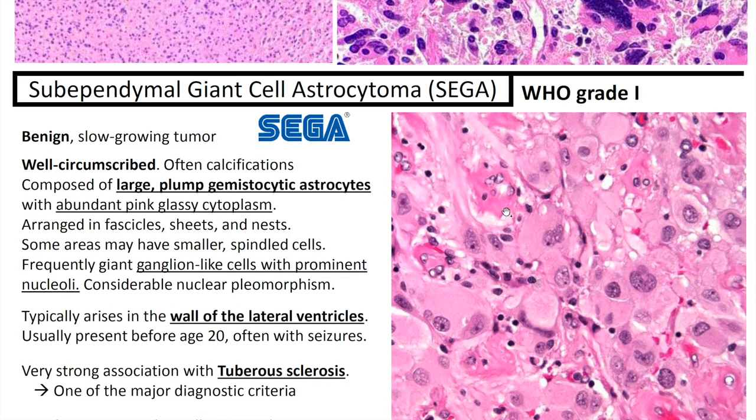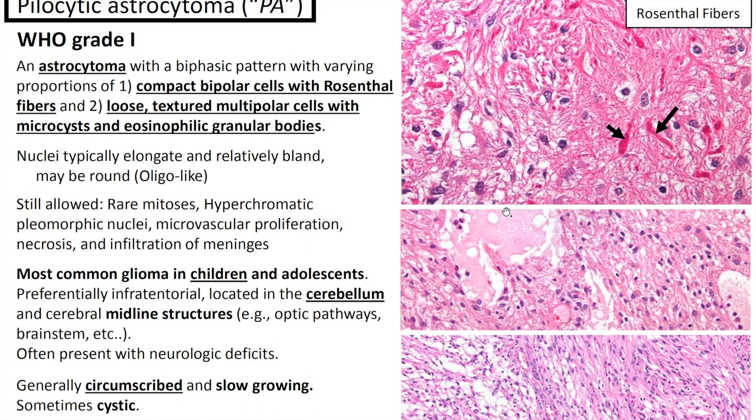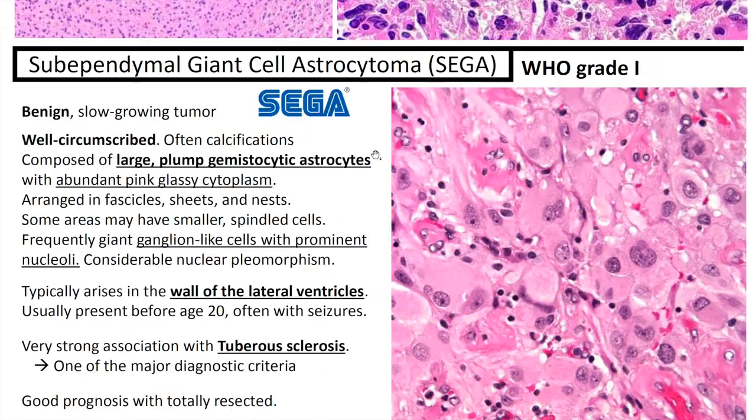Next up, we've got a SEGA, or subependymal giant cell astrocytoma. We have the SEGA logo here for you gamers out there. This is WHO grade 1. It's a benign, slow-growing tumor, well-circumscribed, often with calcifications, composed of large, plump, gemistocytic astrocytes with abundant pink, glassy cytoplasm.